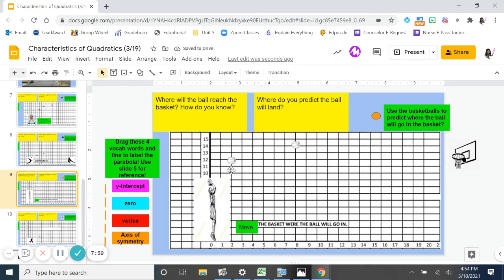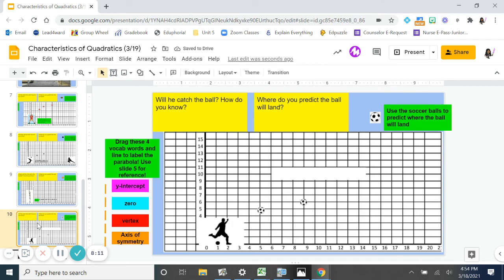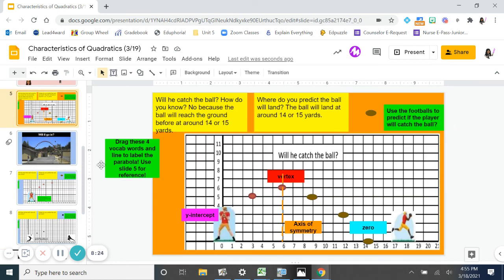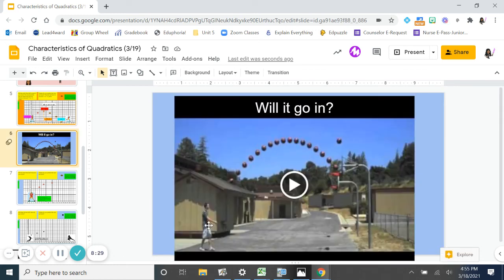Same thing with your basketball. The player is going to shoot the basketball, and you've got to decide where the basket goes in order for it to actually make it into the basket. Same thing with your soccer ball over here. You got to figure out when that soccer ball is finally going to land on the ground, okay? And make sure that you label every parabola that you create. Remember, a parabola is going to look like an upside down U that you're creating here. You can also watch this video to see what we mean by a parabola and the path the ball is taking, okay?